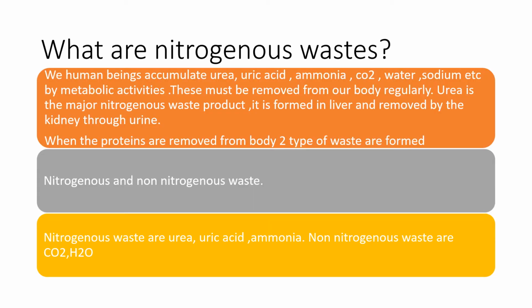There are two types of waste formed during destruction of protein, nitrogenous and non-nitrogenous waste. So nitrogenous waste are urea, uric acid and ammonia, whereas non-nitrogenous waste are carbon dioxide and water.